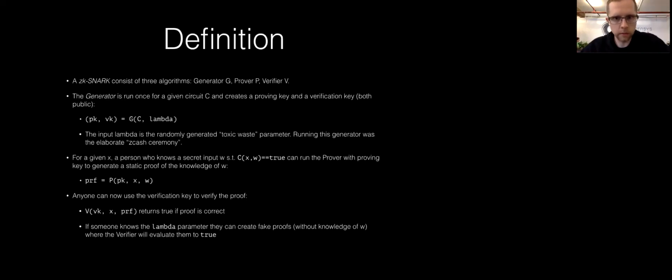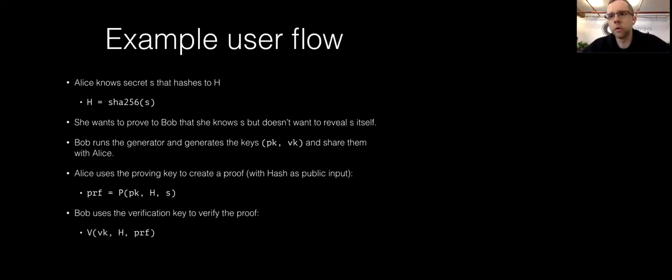Okay, so that's kind of the definition, and here's an example of how this can work in practice. Suppose Alice knows a secret, we call it S, and it has a specific hash H. So you can imagine the hash might be in a blockchain or something. Everyone knows it, but only Alice knows the secret. She would want to prove to Bob that she knows the secret, but she doesn't want to reveal the secret itself. Revealing the secret would prove that she has it, but she doesn't want to do that. So how do we use zk-SNARKs to solve this problem? What happens is Bob can run the generator, and he would generate the keys, the proving key and the verification key. He shares those with Alice.